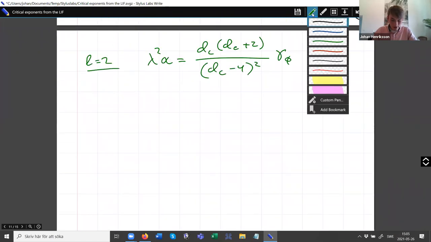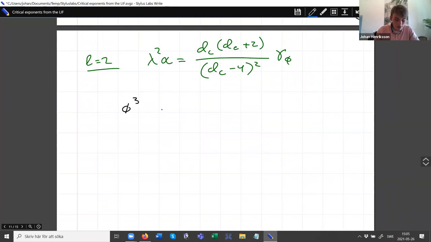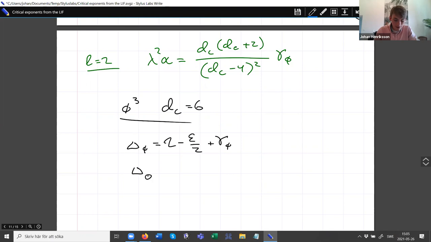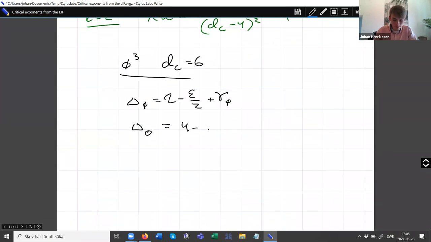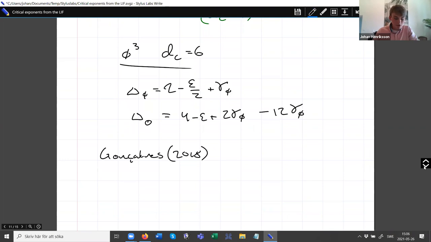So it turns out that you can do even better in the case of phi cube theory. So what you have there, you have delta phi is 2 minus epsilon over 2 plus gamma phi. Delta 0, if you just put 0 in what you got up here, it's going to be 4 minus epsilon plus 2 gamma phi minus 12 gamma phi. And then it was observed by Vasco Gonçalves in 2018 that there's actually an interesting shadow relation now that fixes delta phi plus delta zero equal to d.